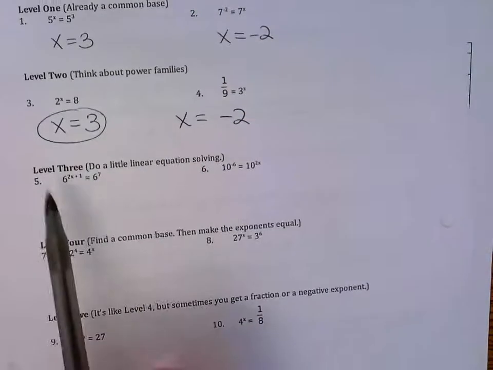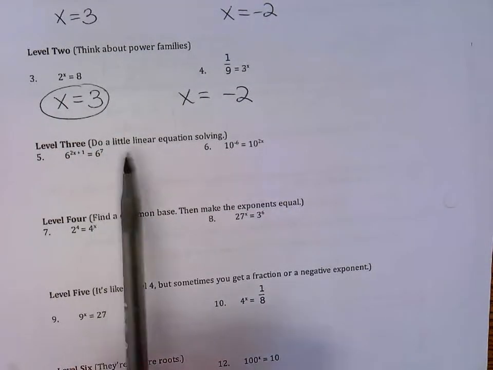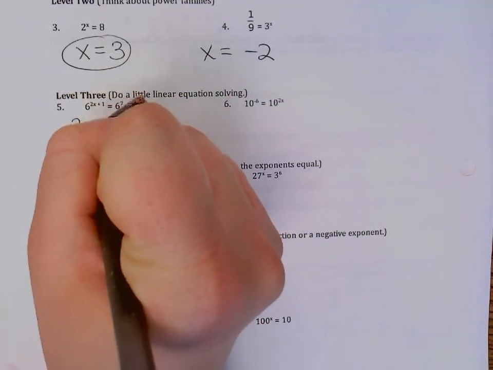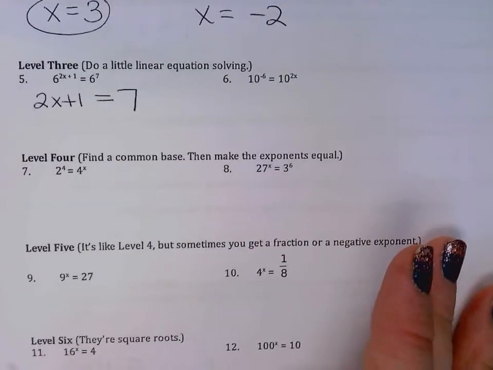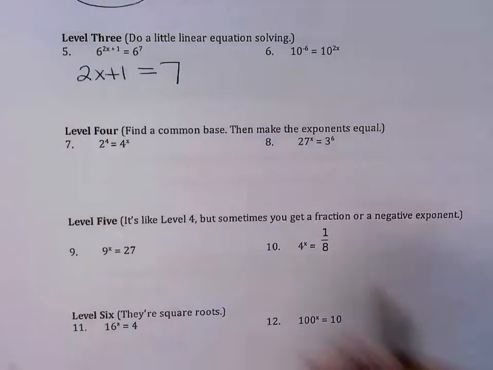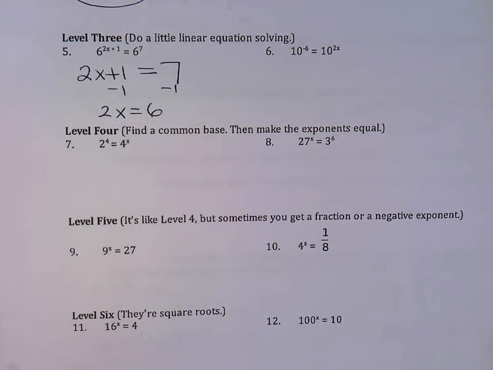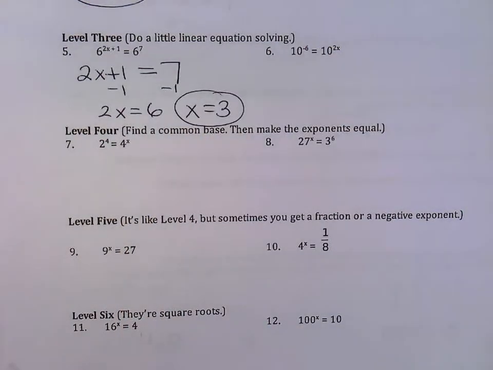All right, so level 3 is basically the same as level 1. There's already a common base, but now you have to solve the linear equation yourself. So in example 5, you're solving that 2x plus 1 has to equal 7. So you're just focusing on the exponent this time. So to solve that, you're using linear algebra here. Subtract 1 from both sides. That would give me that 2x equals 6. Divide by 2, and x would have to be 3. Number 6, you can probably figure out mental math. What would x have to be in number 6?